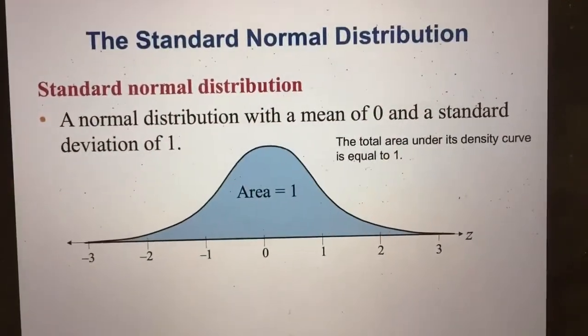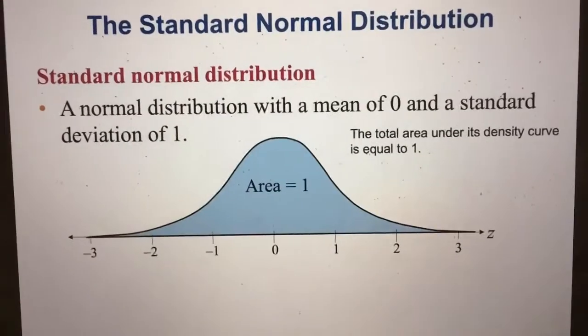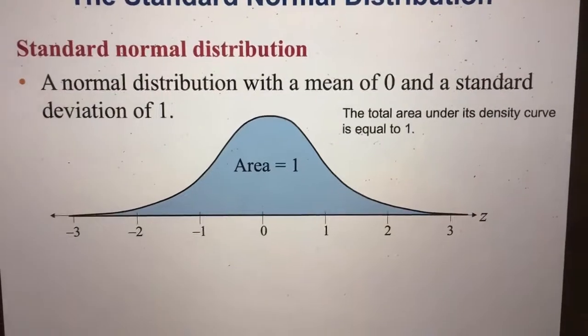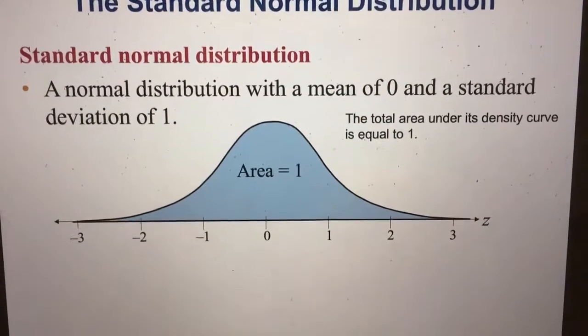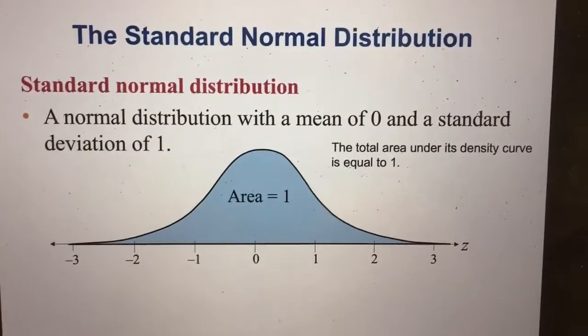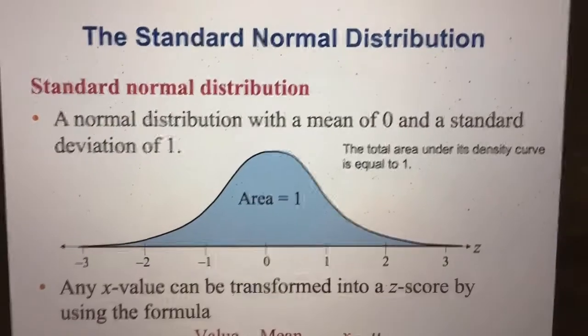Okay, so here, standard normal distribution. Now we're moving from normal to standard normal. Remember, normal can have any mean and any standard deviation. A standard normal distribution has a mean of 0 and a standard deviation of 1. So it's special. It's got more requirements here.